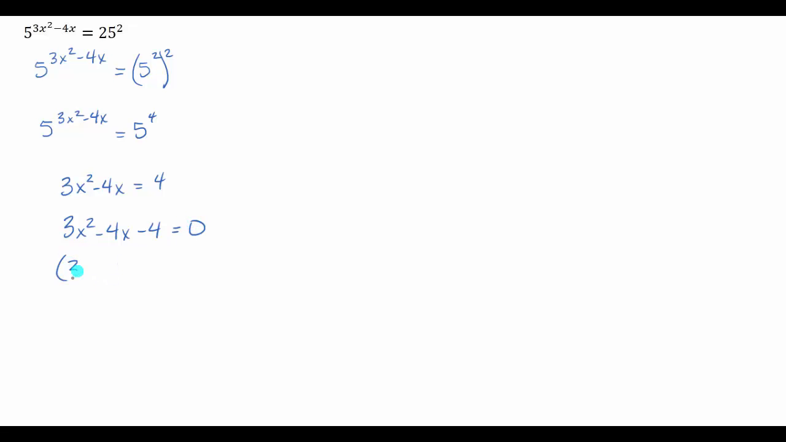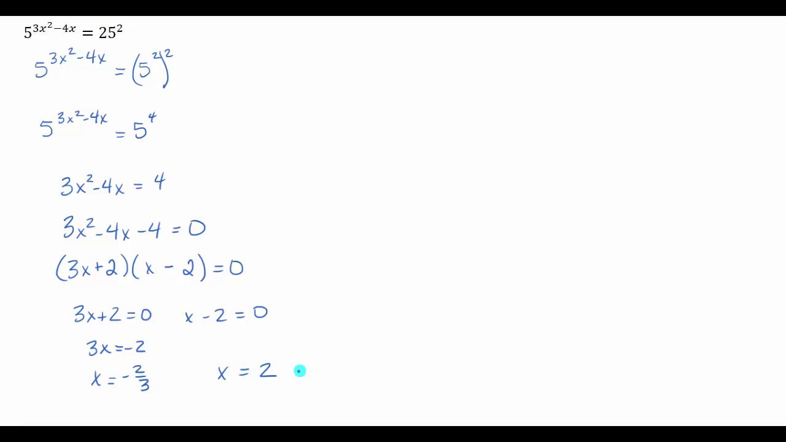Remember, this is a quadratic equation now, so we're going to have to get it all on one side equal to 0 and try to factor it. So I'm going to have a 2 and a 2. I'm going to do a negative here and a positive there. That will give me a negative 6 plus 2x is a negative 4x. So 3x plus 2 equals 0. x minus 2 equals 0. 3x is negative 2 and x is negative 2/3. Over here, x is 2. So we end up with 2 answers here.